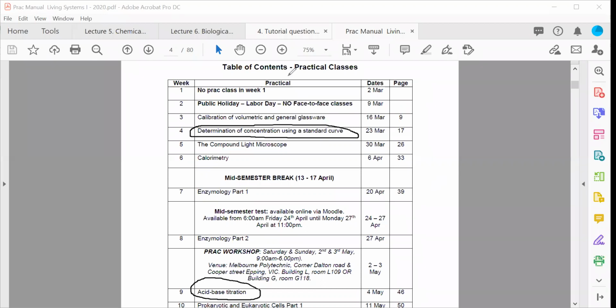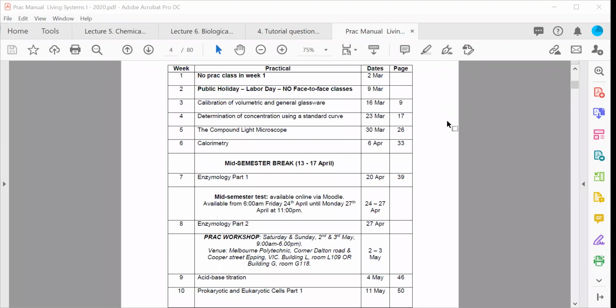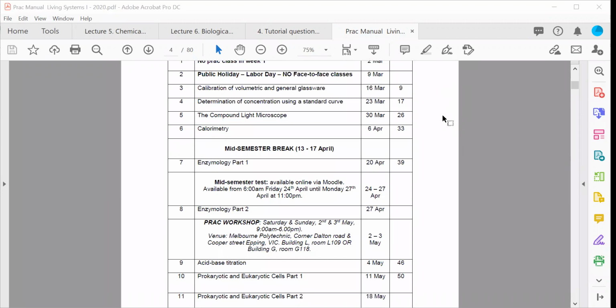Okay, now the problem with that, so that's very helpful in terms of being able to complete your assessments and complete the subject, but it certainly doesn't help to teach you very important practical skills going forward. So the plan is to run catch-up pracs, not just for living systems, but for a couple of your other subjects. And those catch-up pracs, I can't tell you when they will be scheduled because we have no idea when we can resume face-to-face classes.